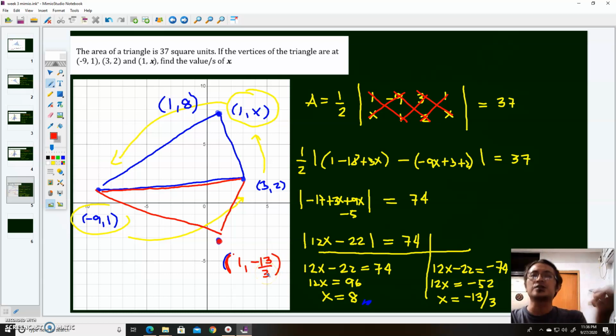Okay, so that's it, guys. Still the same setup. You'll end up solving an absolute value equation. We will have two solutions. That's why there are two answers. That's it. Let's continue from this next time.